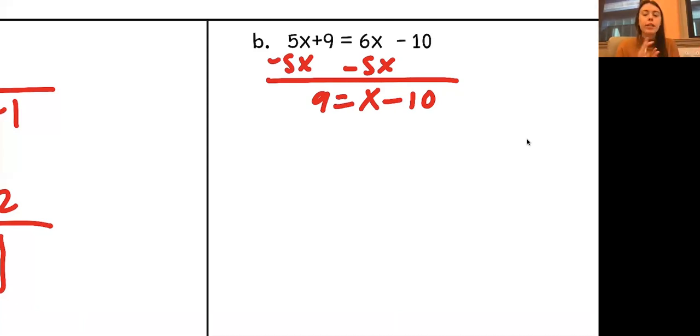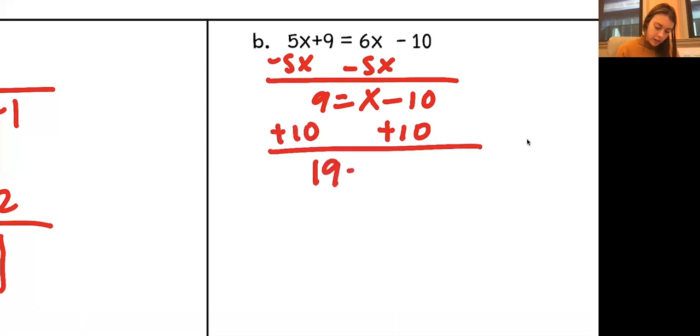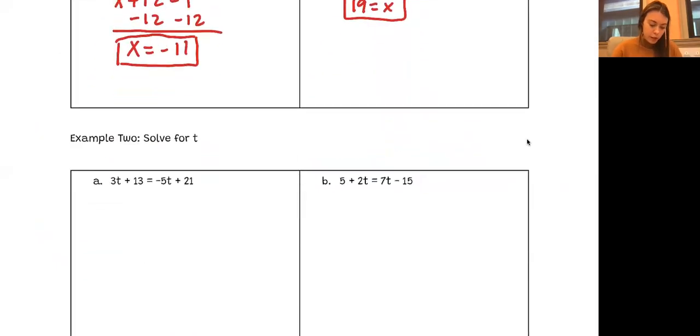Then I have x minus 10, so x isn't by itself yet. So I'm going to add 10 on both sides to get there, and I'll get 19 equals x. And that is my answer. So pause that if you need more time. I'm going to go to the next one.